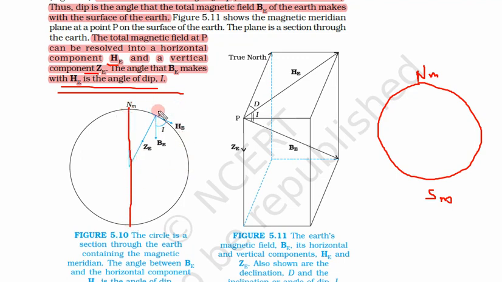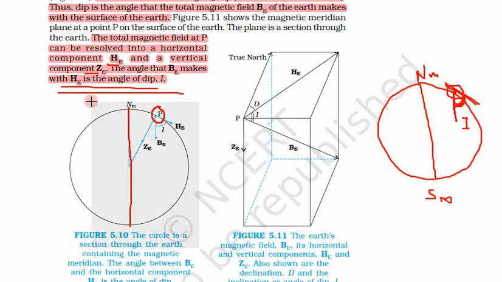Now let us say we are at some point P on this earth. Definitely the earth's surface will make a kind of tangent, and this is the north-south direction, just parallel to this. So the north-south direction and this tangent to the earth's surface make some angle. This angle is called the angle of inclination.